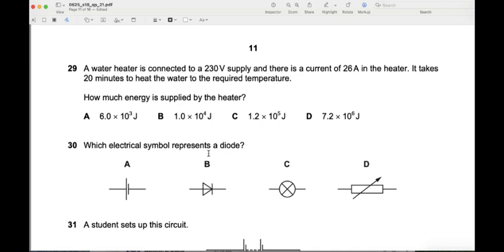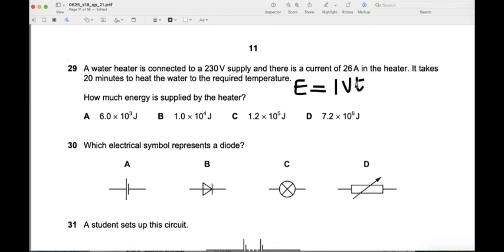A water heater is connected to a 230 volt supply, and there is a current of 26 amperes in the heater. So we already know where we're going. It takes 20 minutes, and these 20 minutes we have to convert to seconds, to heat the water to the required temperature. How much energy? We've done this topic, electrical energy. You can check out our videos on this. We've done generators, motors, and all of these things. So energy is IVT. Energy is I, the current, multiplied by the voltage, multiplied by time.